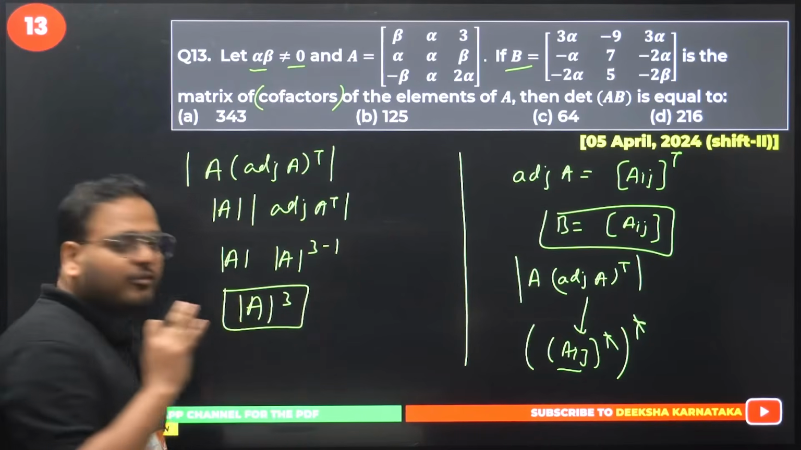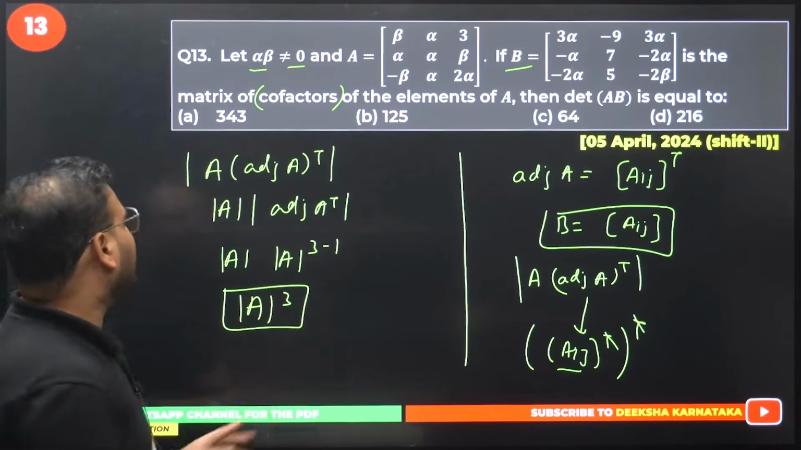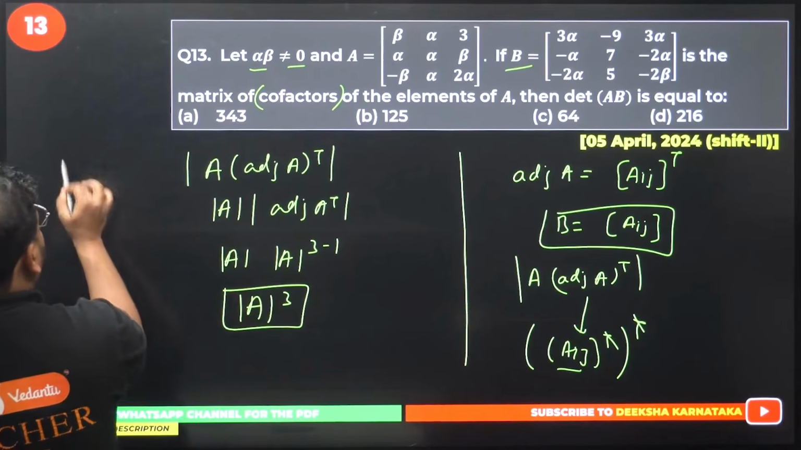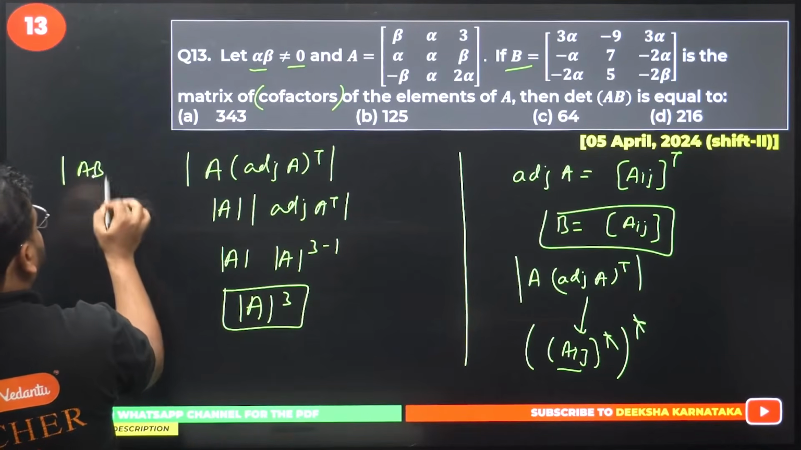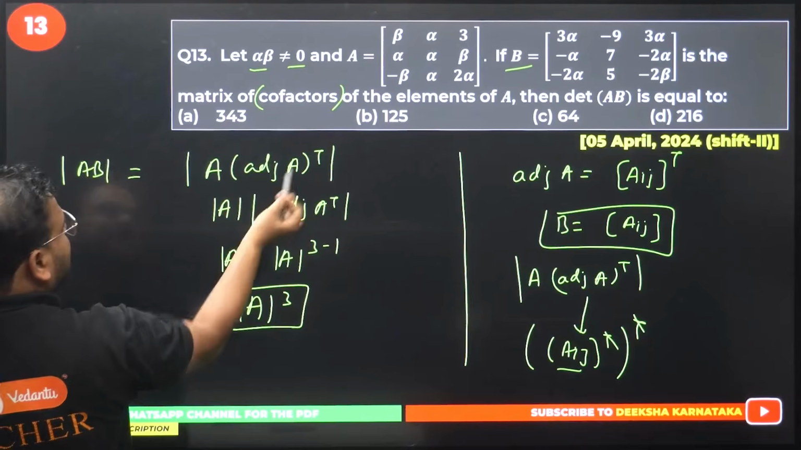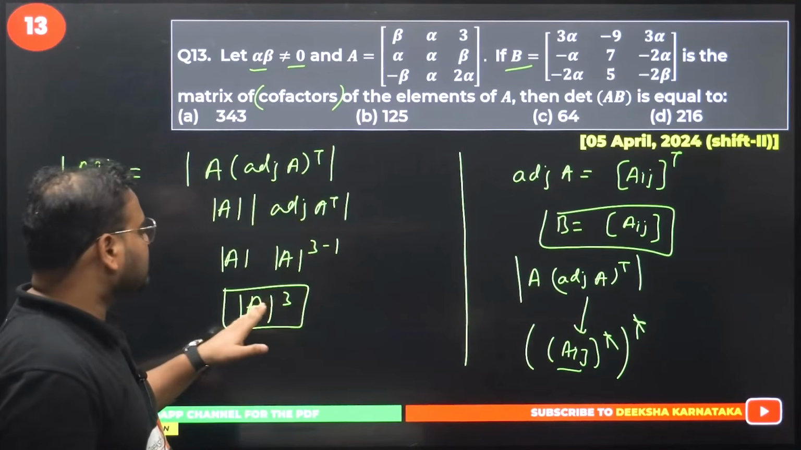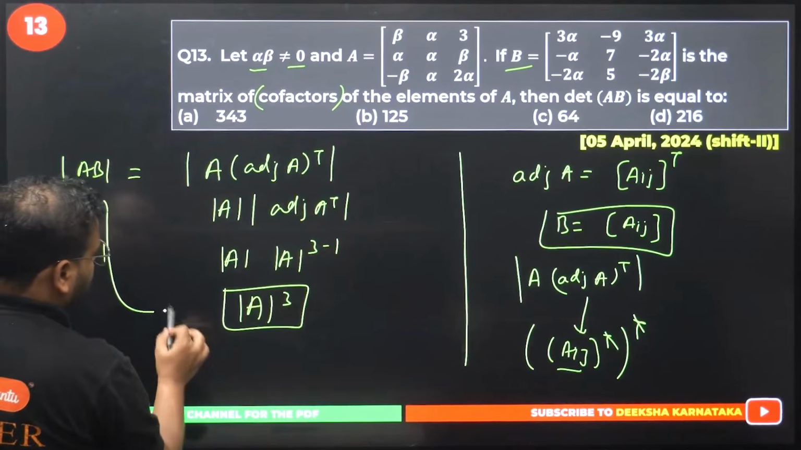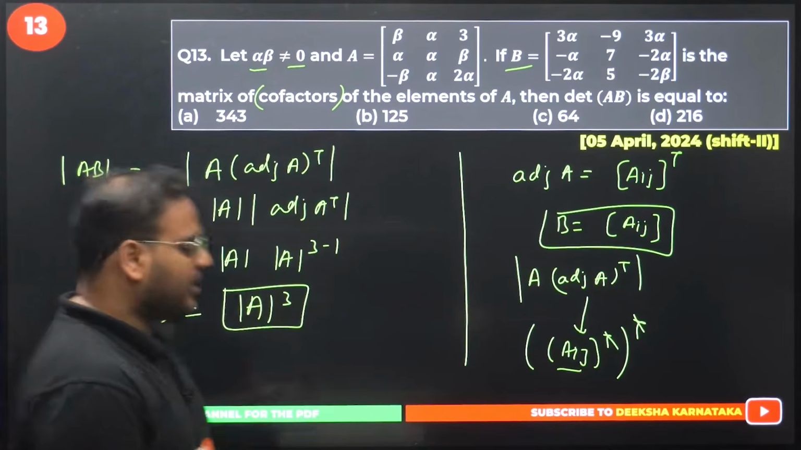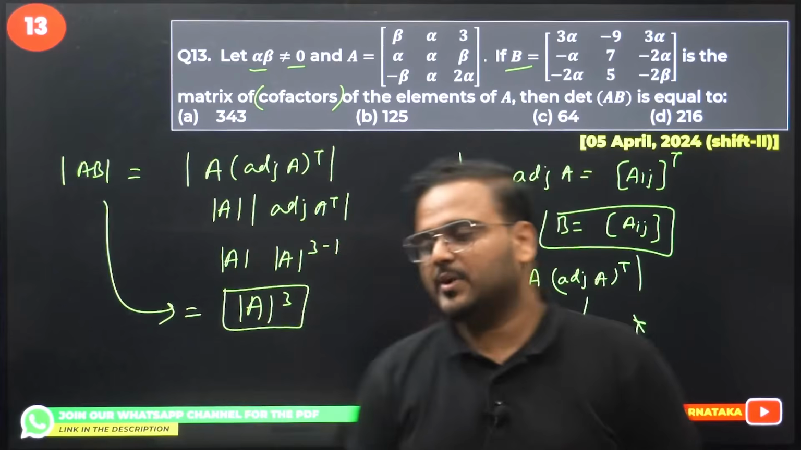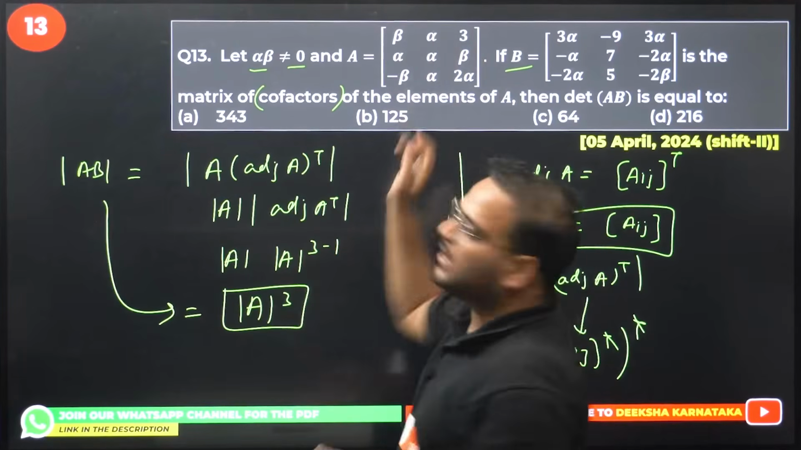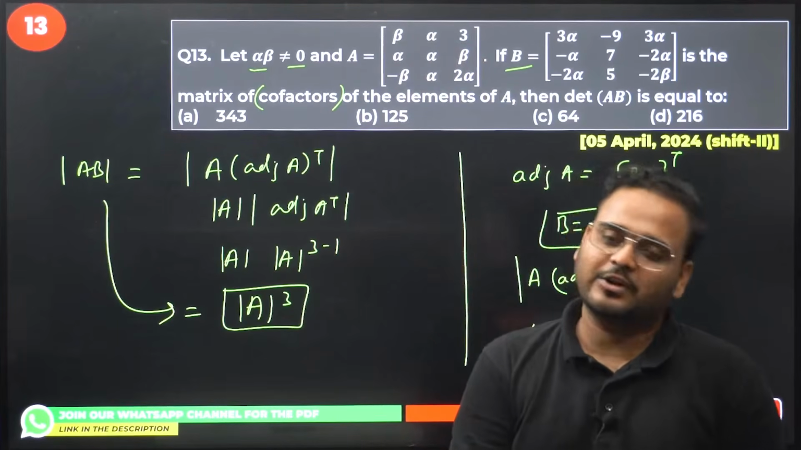So what did they ask us? They ask for the determinant of A times B. B is nothing but adjoint of A transpose. I explained it over here. I simplified this to get the answer as simply A cube. So my answer is going to be determinant of A cube. Our energy should be focused on this part. Now try to solve it from here.